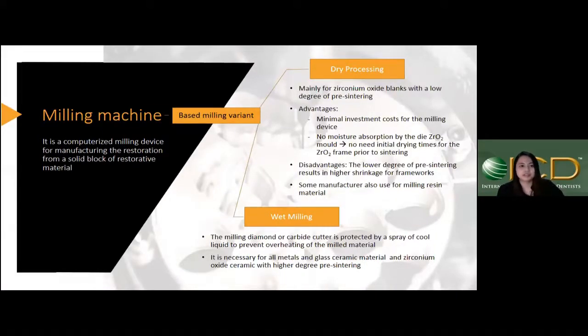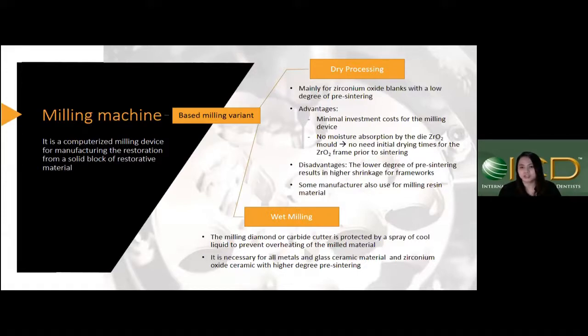And for the milling machine, based on the milling variant or milling process, it can be divided into two. First is dry processing, and second is wet milling. Dry processing is mainly used for zirconium oxide blanks with a low degree of pre-sintering. The advantage of this is the minimal investment cost for the milling device, and also reduced time because there is no need for initial drying times. The disadvantage is that the lower degree of pre-sintering can result in higher shrinkage of the zirconia.